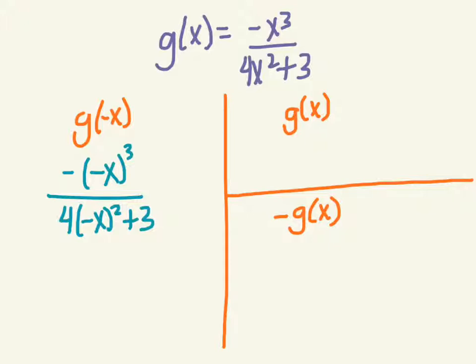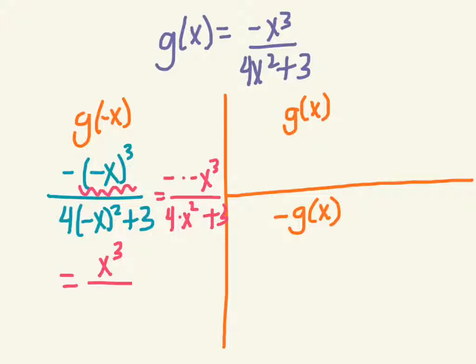When you look at your numerator, if you take any negative number and you cube it, it's still going to give you a negative number. So think of this as a negative times a negative x to the third, all over. And then on the bottom, we have a 4 times, when you take any negative number and you square it, it's going to give you a positive number. So we have a positive x squared plus 3. When you simplify it up top, we have 2 negatives multiplied together, so we have a positive x to the third. And on the bottom, we have a 4x squared plus 3.